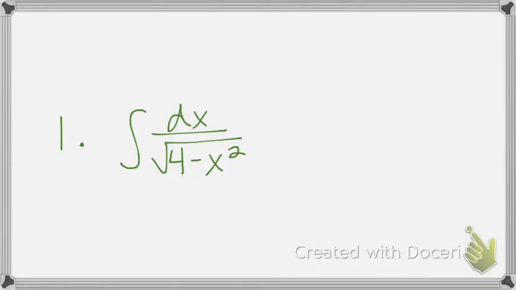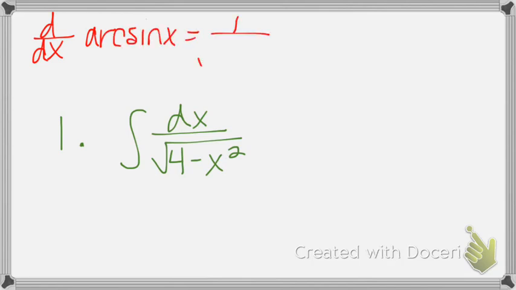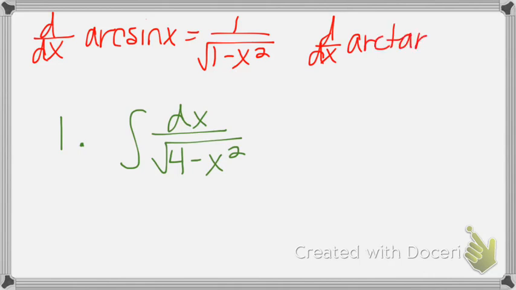So today we're going to talk about inverse trig functions. And first of all, I want to remind you that if you wanted to take the derivative of arc sine of x, it's 1 over square root of 1 minus x squared. And if you want to take the derivative of arc tan of x, it's 1 over 1 plus x squared.